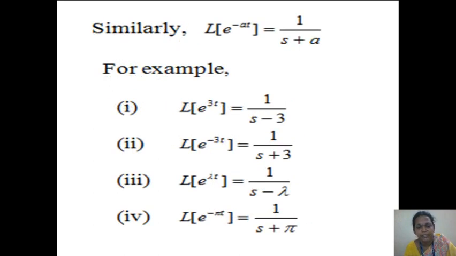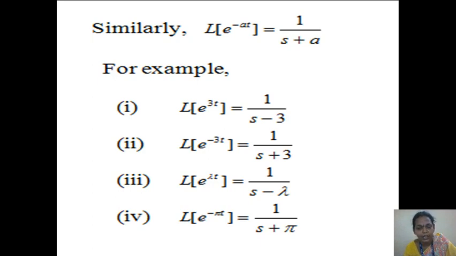Similarly, L of e power minus at is equal to 1 divided by s plus a. For example, L of e power 3t is equal to 1 divided by s minus 3. Here a value is 3, that is 1 divided by s minus 3. Next, the second one, L of e power minus 3t is equal to 1 divided by s plus 3. So substituting a equal to 3, we get 1 divided by s plus 3.